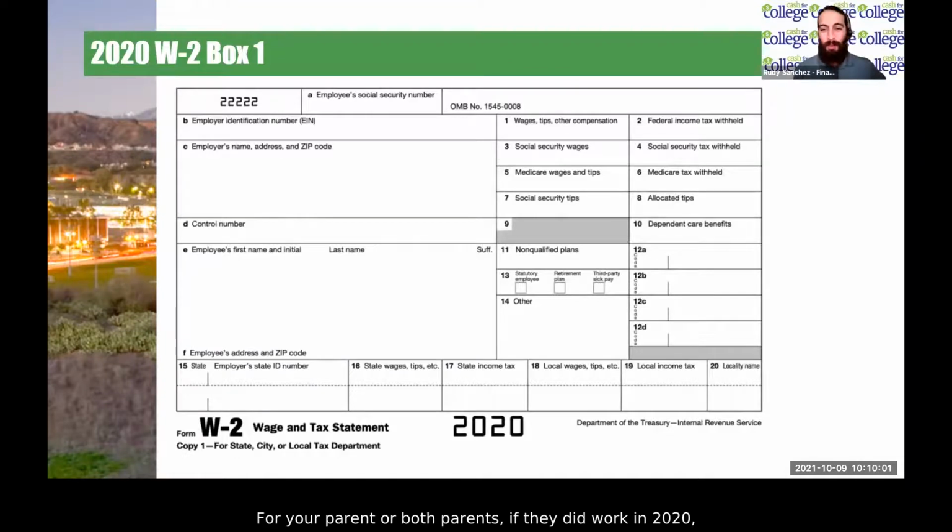For your parent or both parents, if they did work in 2020, make sure you're looking at that W-2 form. Make sure that you're looking at box 1. You want to take a look at the income, the wages that's reported in box 1. So that's once again an example. Make sure you're looking at 2020 when referring to that form, and you're going to enter the amount in box 1.